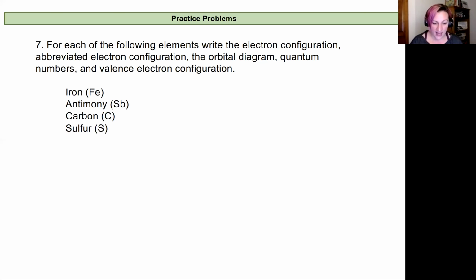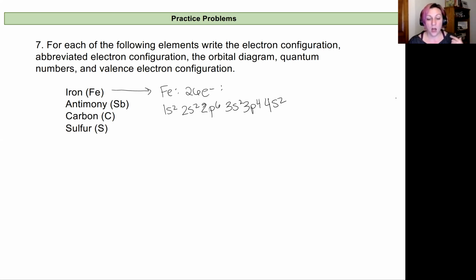So iron has 26 electrons, and we can create its electron configuration from that. I'm just going to start writing it out. It's going to be 1s2, 2s2, 2p6, 3s2, 3p6, then 4s2 before our 3d's. And then we have a transition metal for iron, so it's going to end in these d electrons, and it has 6. So there's 6 remaining. Here's our electron configuration.